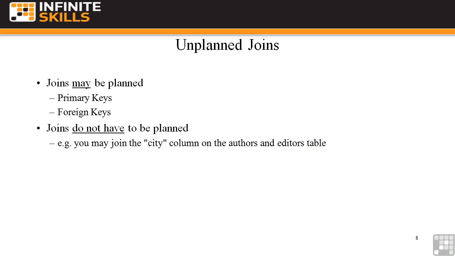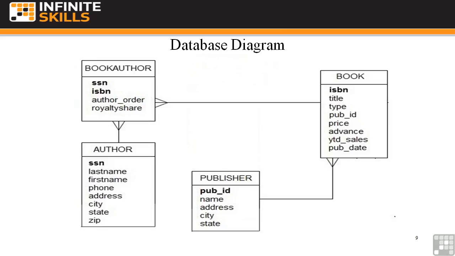Joins do not have to be planned. If I had an editor's table with an author's table, I could join on the city column. There's a city column on the publisher table as well. I could join that to the author table. Here's the database diagram again, and you can see this again. I have a city here in the author, and I have a city in the publisher. Neither one of them are primary keys or foreign keys, but they can be joined.